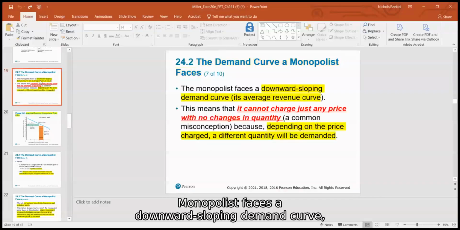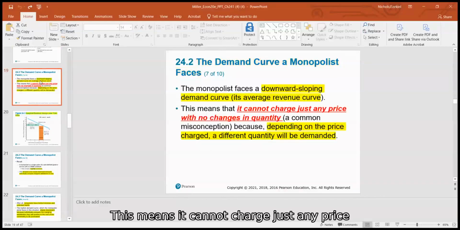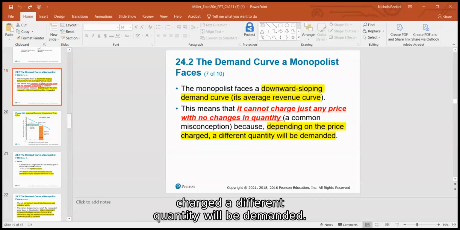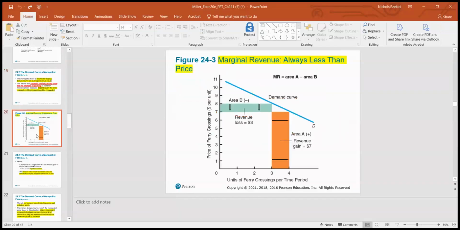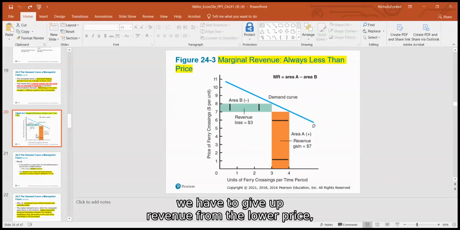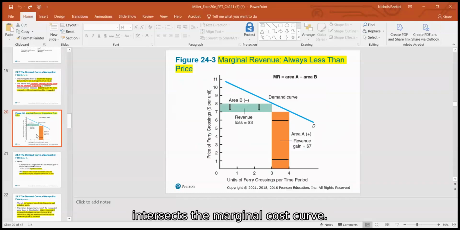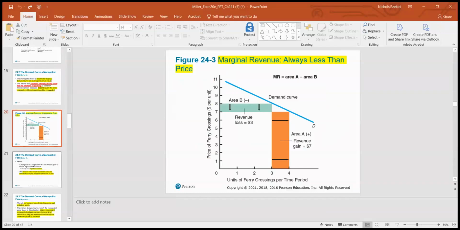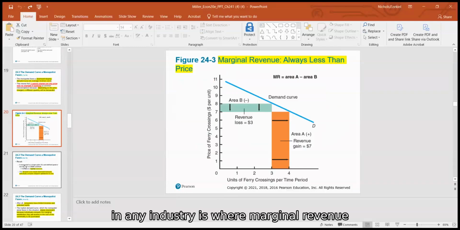A monopolist faces a downward sloping demand curve, its average revenue curve. This means it cannot charge just any price with no changes in quantity, because depending on the price charged, a different quantity will be demanded. And so here you can see as we move down the demand curve, we have to give up revenue from the lower price, but we gain revenue from an increase in quantity. And again, where the monopolist will produce is where the marginal revenue curve intersects the marginal cost curve. That is always the profit maximizing condition in any industry: where marginal revenue equals marginal cost.